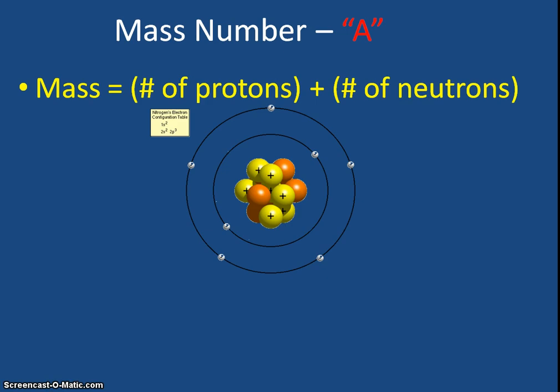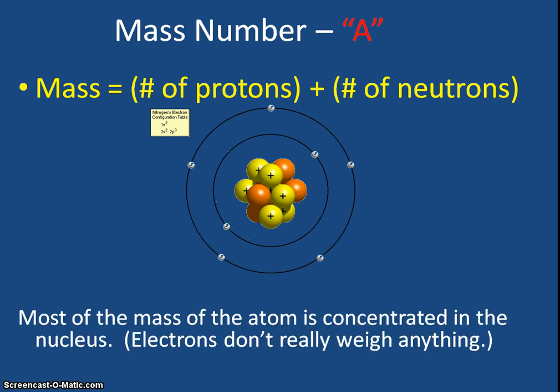The next important concept is mass number. And the mass number is the number of protons and neutrons. So you're just going to add the protons and add up the neutrons. Remember, we do not include electrons. We talked about this earlier because electrons really don't weigh anything. So the mass is all concentrated in the nucleus. It's only protons plus neutrons.